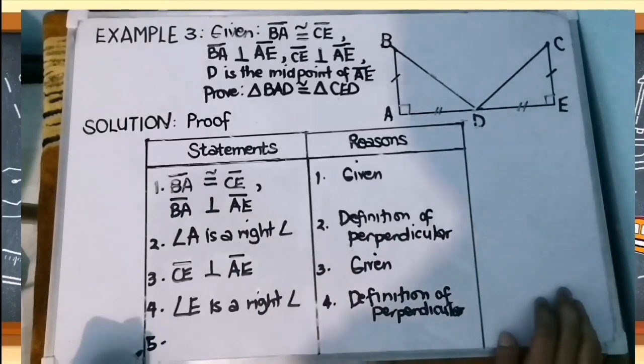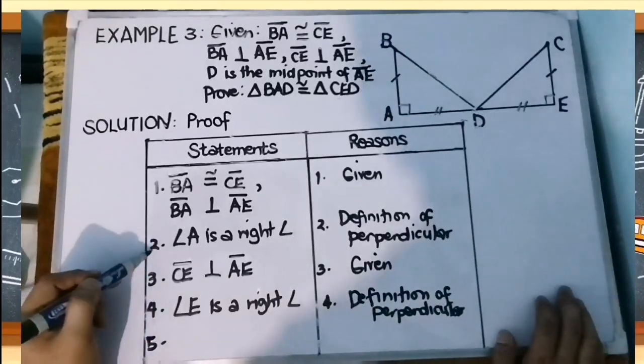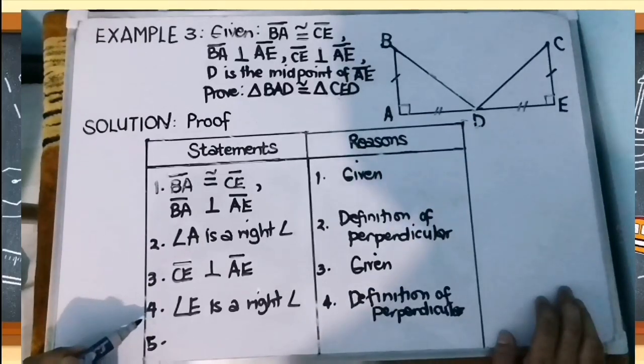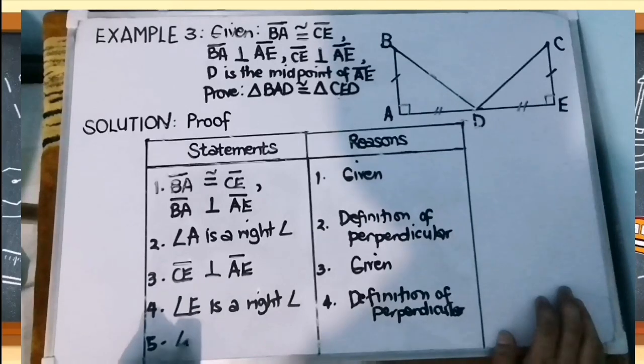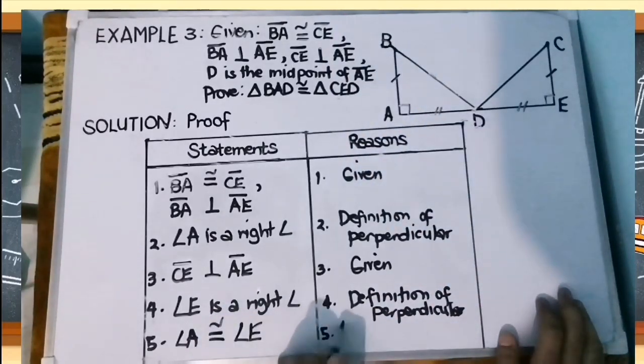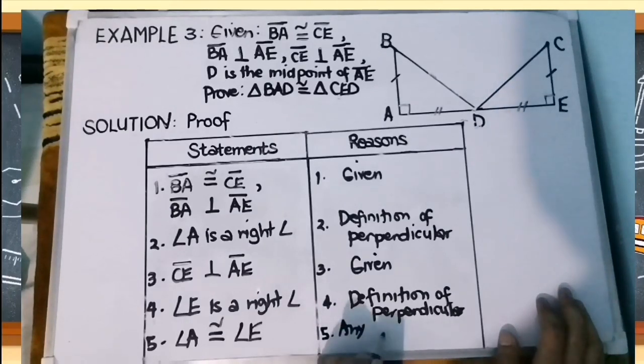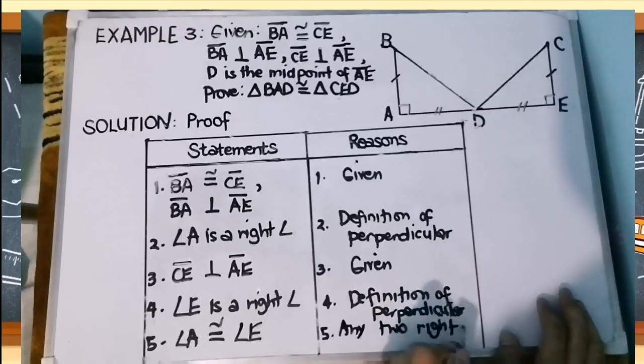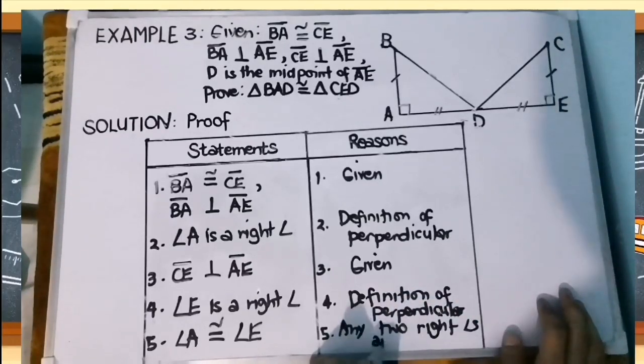For number 5, we can make use of statements 2 and 4 since they are both right angles. So we can say that angle A is congruent with angle E. Reason: any two right angles are congruent.